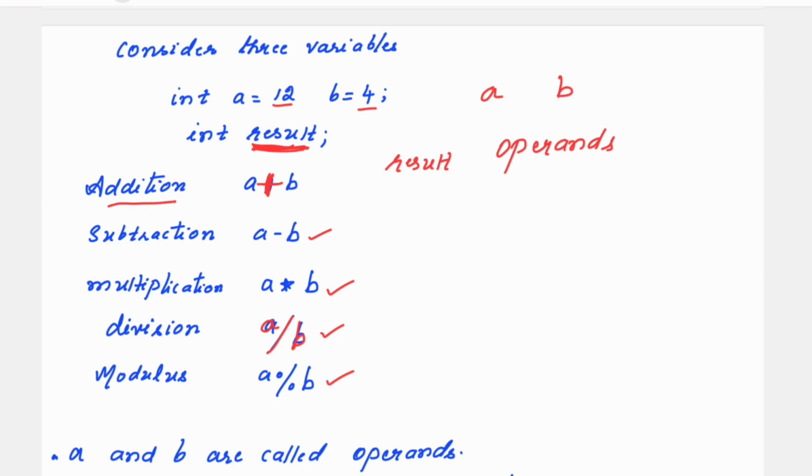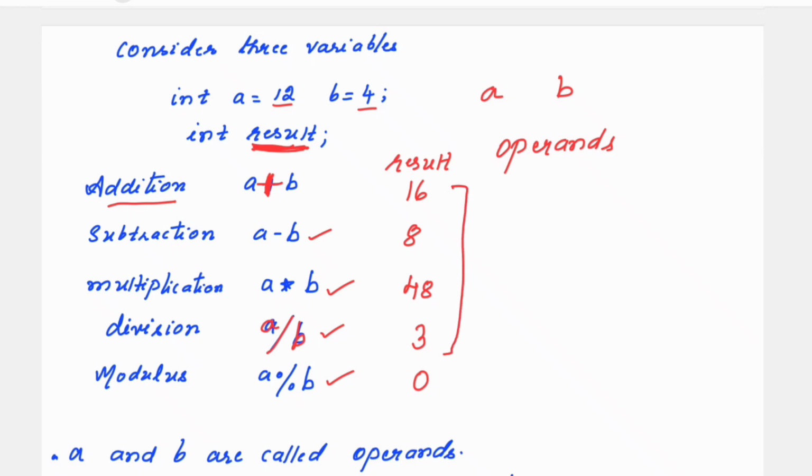So a plus b, the addition operation, the result is 16. Subtraction operation, 12 minus 4, 8. Multiplication operation, 12 into 4, 48. Division operation, 12 by 4, 3. And finally you have the modulus operation, 12 modulus 4, you will be having 0.